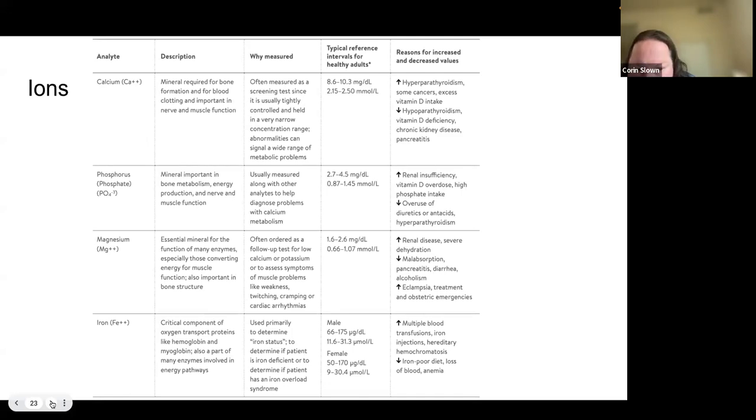So we have calcium, we have phosphorus or phosphate, and then we have magnesium, and we have iron. And part of what I want you to notice here is that in terms of each of these, there's what it does, its job. So calcium is the mineral that we use for bone formation and for blood clotting, and it actually serves very important functions for nerve and muscles as well. Usually, this is actually a separate test. Calcium is very tightly controlled, and there's a very narrow range. You can actually see that here.